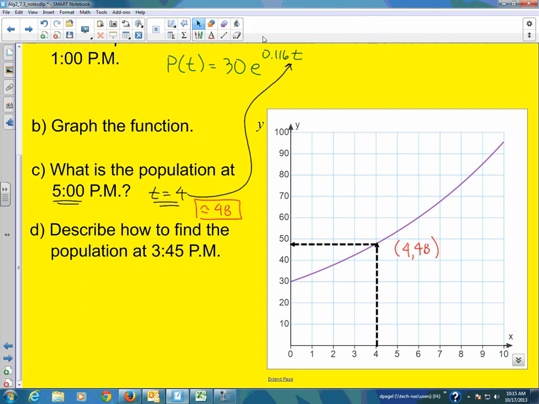Describing how to find the population at 3:45. Well, we could do the same thing. We could project from a 3:45 point on my x-axis up to the graph, intersect the graph, and then project to the left over to the y-axis and come up with my value. Or, at 3:45, we'd have to figure out how many time periods that represents. Now, each t is an hour, but here we have minutes involved.